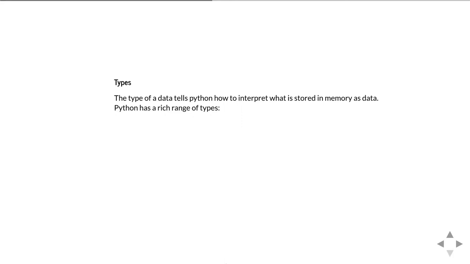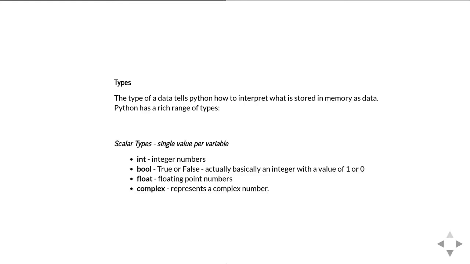Each variable has a type associated with it, and the type of the data tells Python how it should interpret what's being stored in memory in order to turn it into a useful value. Python has a really rich range of data types, so here's a quick survey of the important ones. You have the scalar types, where you have a single value per variable. Integers, booleans, floating point numbers, and complex numbers are all scalar variables.